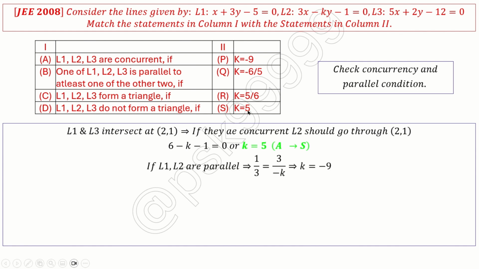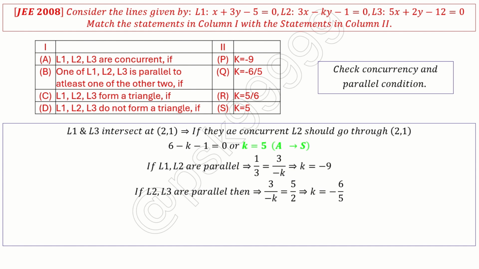This is okay. Next, if L1 and L2 are parallel, then the slopes should be equal: minus 1 by 3 equal to 3 by k, which implies k equal to minus 9. So k equal to minus 9, then you will have at least two lines parallel. But what about if L2 and L3 are parallel? Then the condition is k equal to minus 6 by 5. These two are the conditions where you have at least two parallel lines.